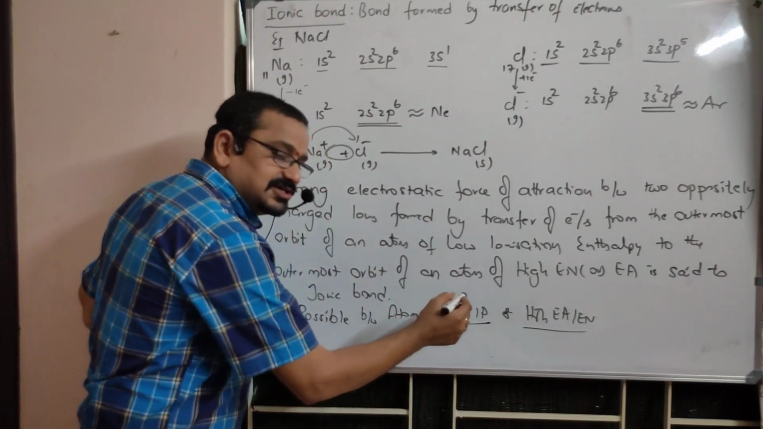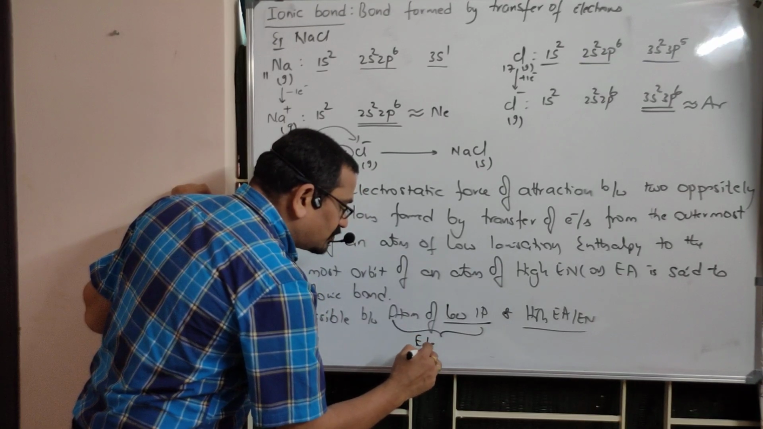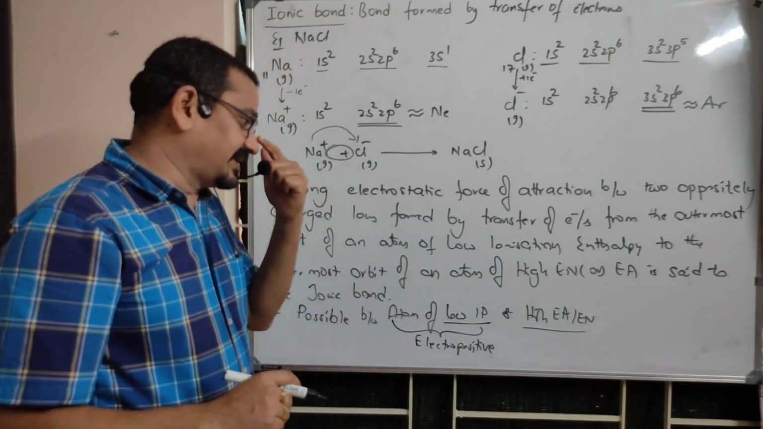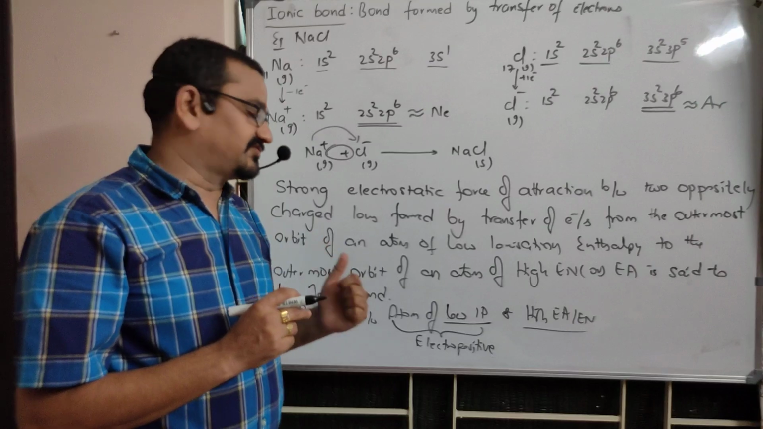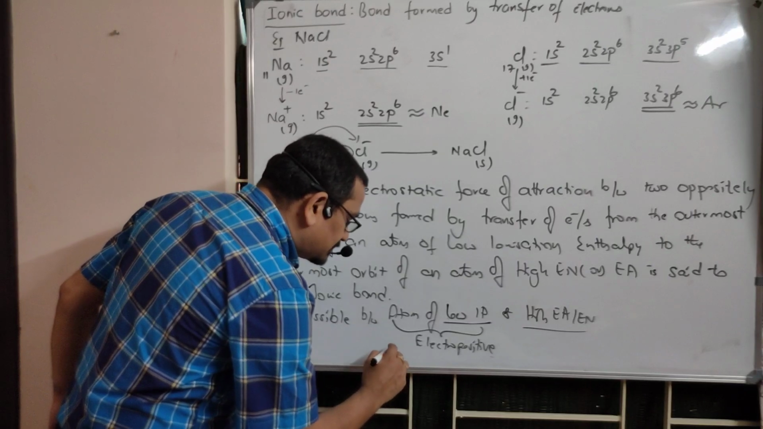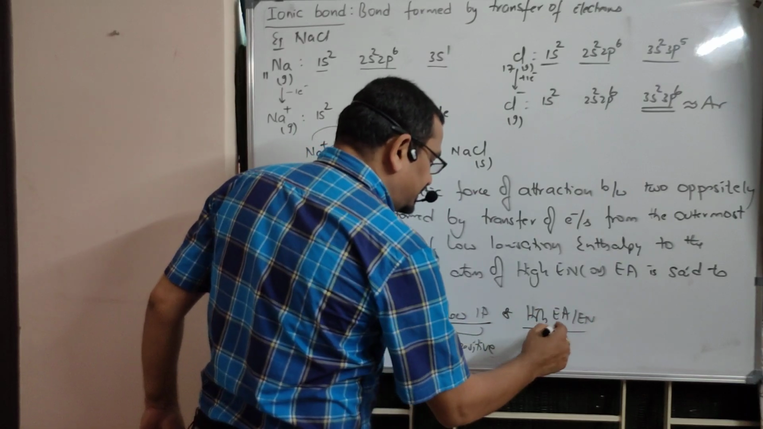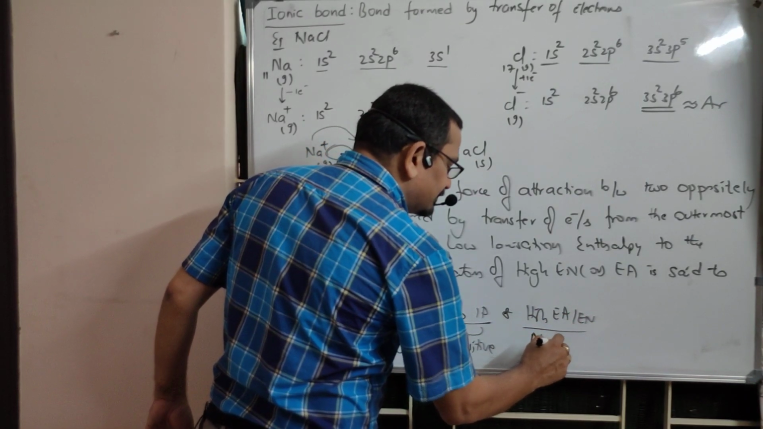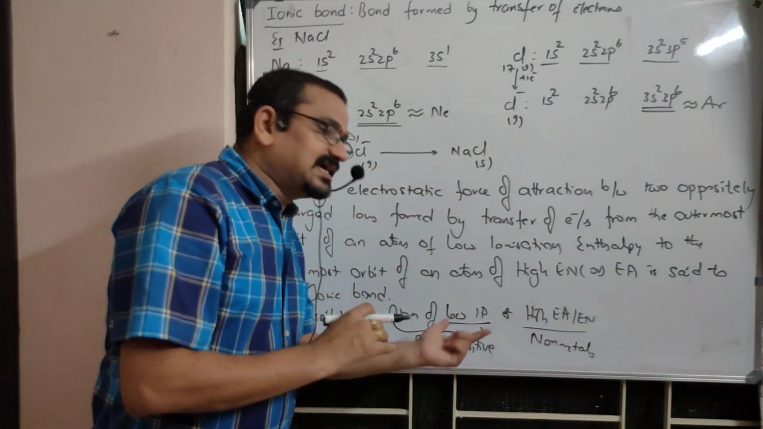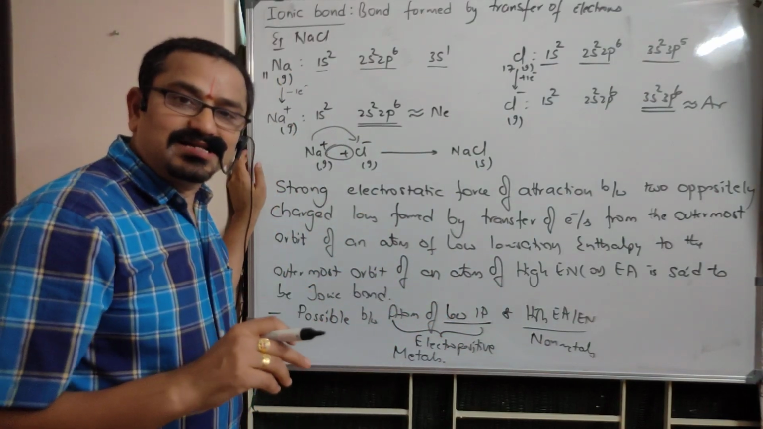What are atoms of low ionization potential called? Atoms of low ionization potential are said to be more electropositive. Ionization potential is a measure of electropositivity. So less the ionization potential, more is the electropositivity. Electropositive elements are called metals, and elements with high electronegativity are usually called non-metals. So ionic bond is usually possible between metals and non-metals.